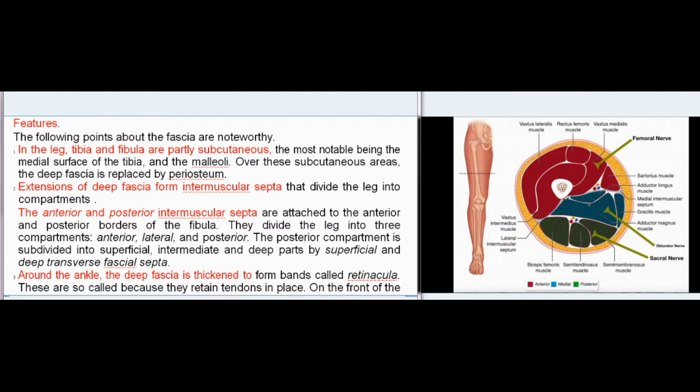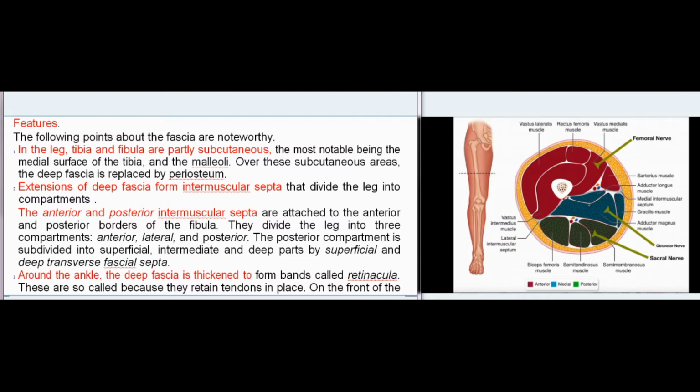1. In the leg, tibia and fibula are partly subcutaneous, the most notable being the medial surface of the tibia, and the malleoli. Over these subcutaneous areas, the deep fascia is replaced by periosteum. 2. Extensions of deep fascia form intermuscular septa that divide the leg into compartments.